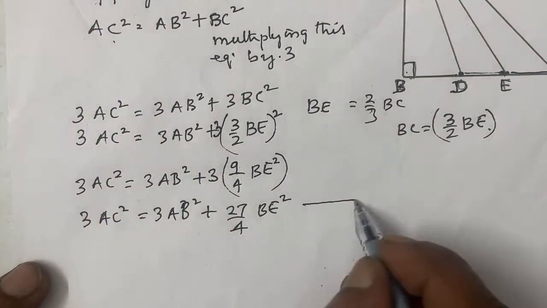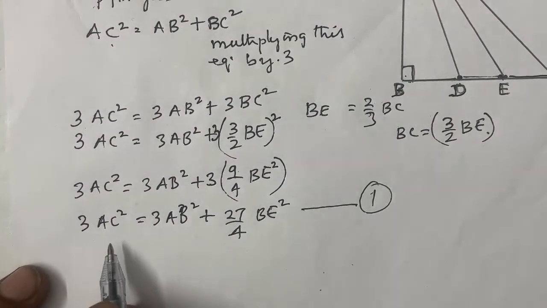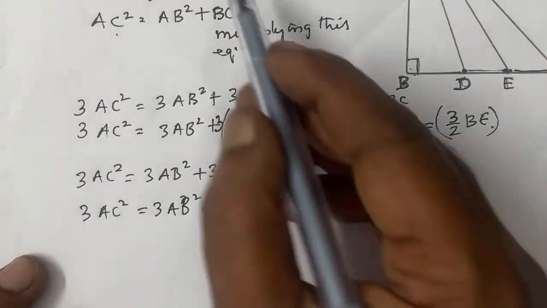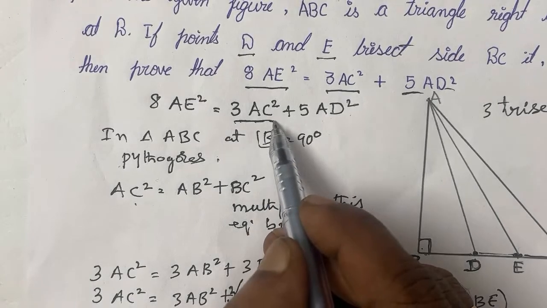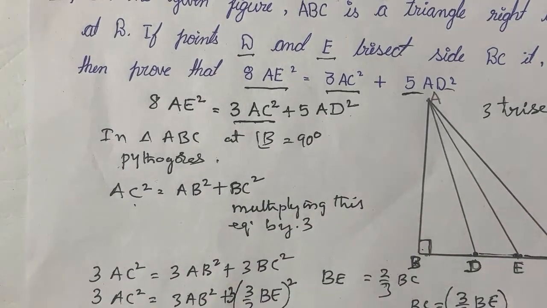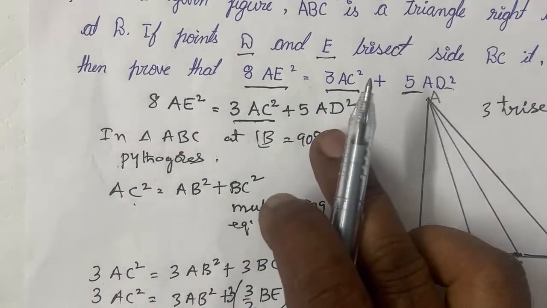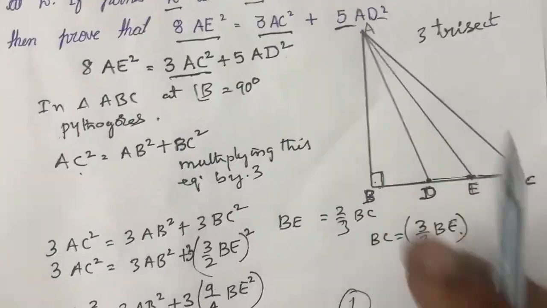This is equation 1. So now equation 1 I got. Why? Because how can you see this equation 1? Because in the main equation we want 3AC square. So 3AC square we want. This is equation 1. Now we want the value of 5AD square here.